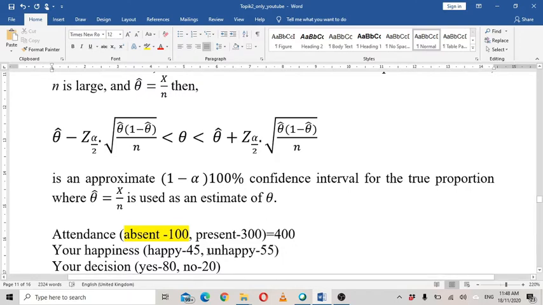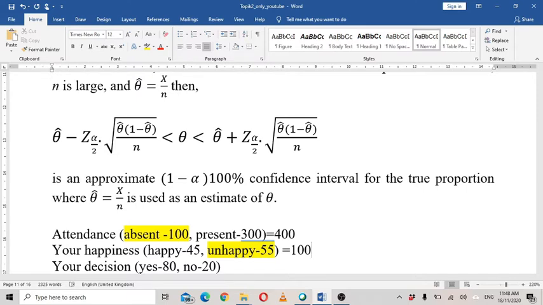For happiness, let's say the question is about unhappy. That means 55 over 100, the total. So theta hat is equal to x over n, where x refers to your interest. If your interest is absent, 100 over 400. If your interest is unhappy, 55 over 100. If your interest is yes, 80 over 100. That is how you compute theta hat.